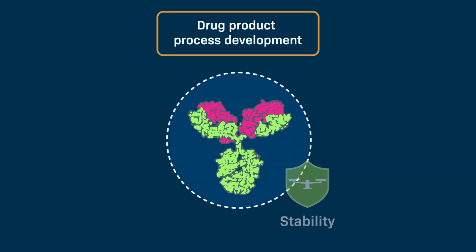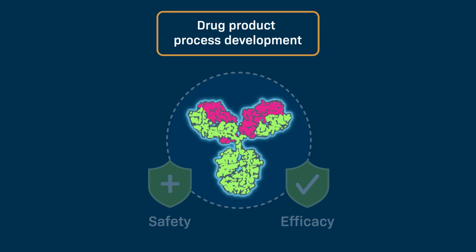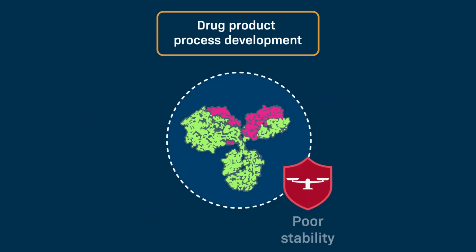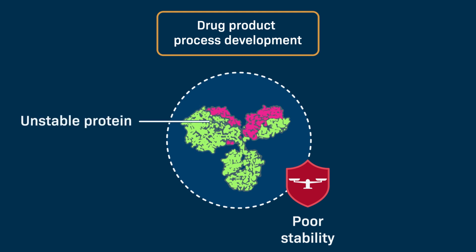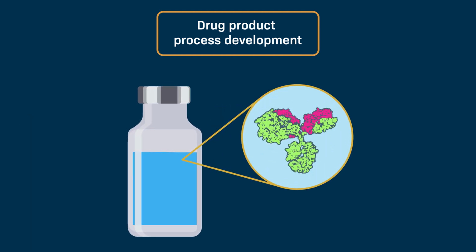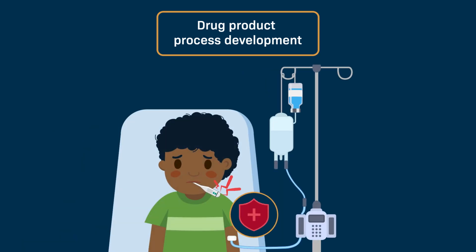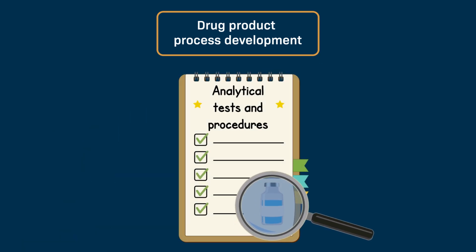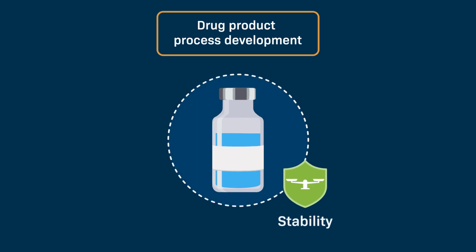In order to maintain its safety and efficacy, a therapeutic protein must remain in its native, or properly folded and functional, structure. Various stress conditions during the manufacturing process can challenge protein stability. A loss of its native structure can lead to an unstable protein, which results in a drug product that's not safe to inject into a patient. We'll examine the analytical tests and procedures that are performed to ensure the stability of a protein-based drug product.